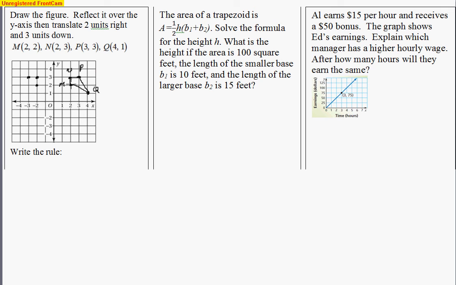So again, count the spaces, 2 spaces from the y-axis, 2 spaces over. So 4 spaces over. So that's going to end up being Q. So that's what the reflected image is.